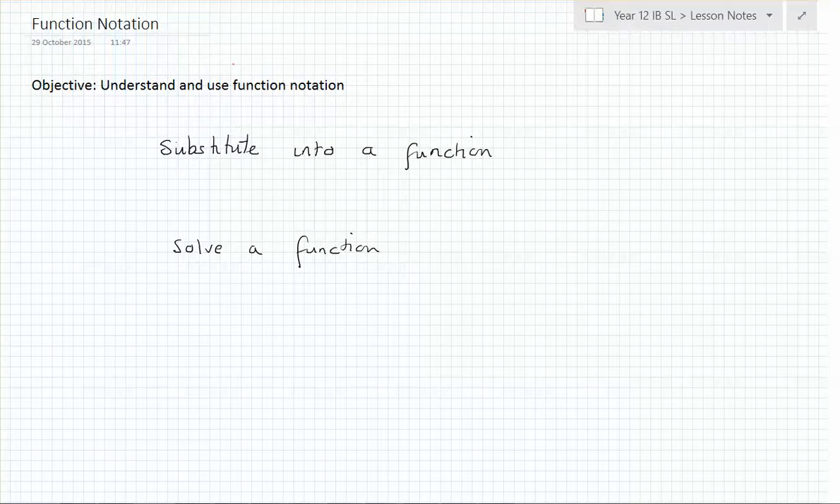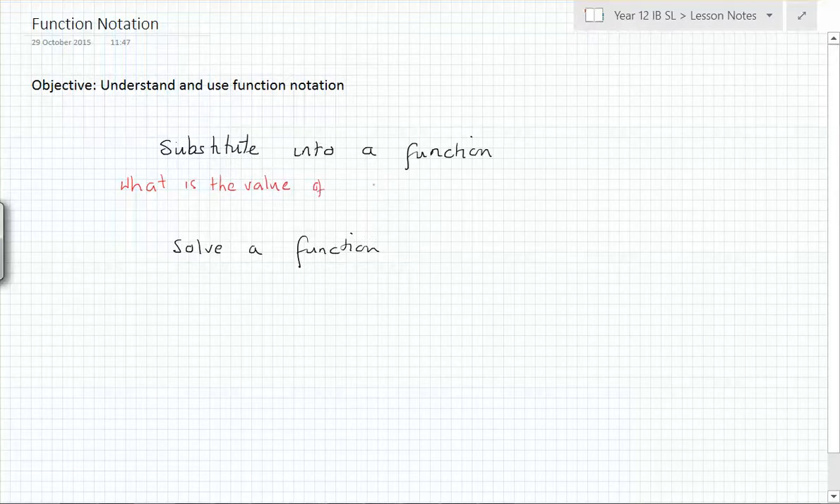No? Yeah, so for instance, the vocabulary is important. I might say, what is the value of 2x plus 3 when x equals 6, for instance? That would be the kind of question you might do in a very simple case. And in that case, you would do 2 times 6 plus 3. So it's the substituting in.